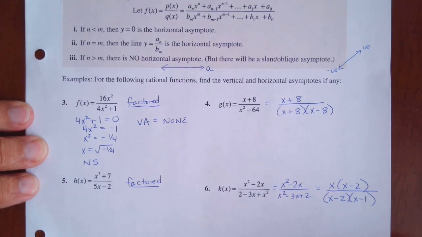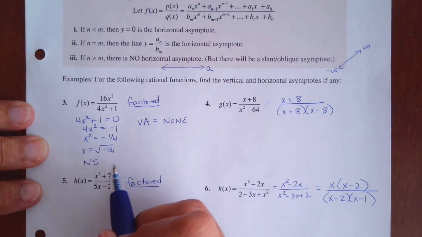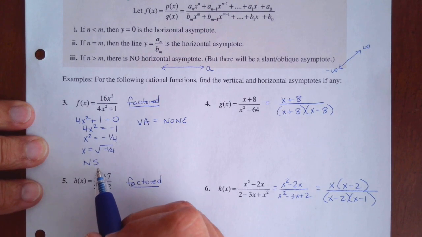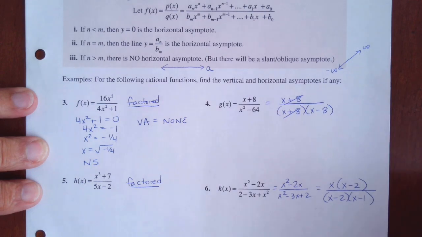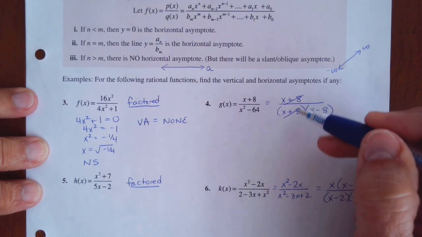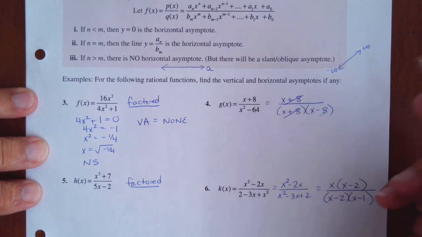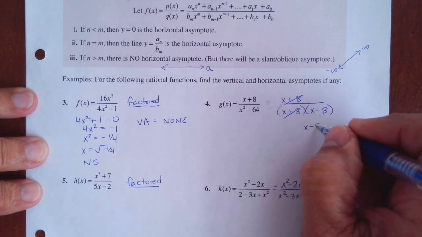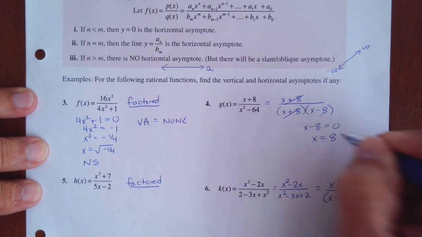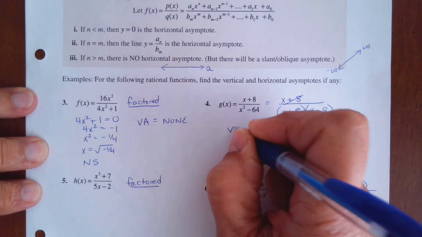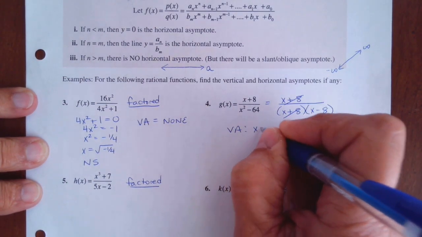Okay, so this one doesn't have a vertical asymptote because it would be this number. We didn't get that number. All right, over here I have a common factor. So that's a hole, that's not an asymptote. So my only asymptote would come from what makes x minus 8 equal to 0, and that would be x equals 8. So your vertical asymptote for number 4 is x equals 8.